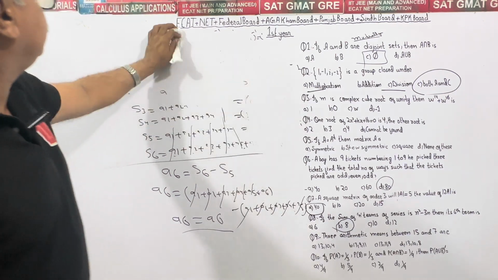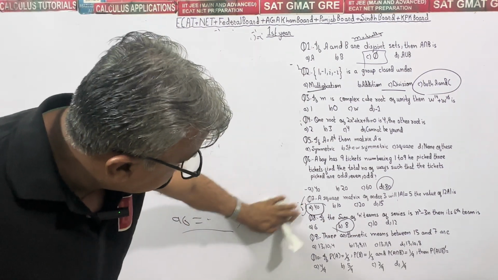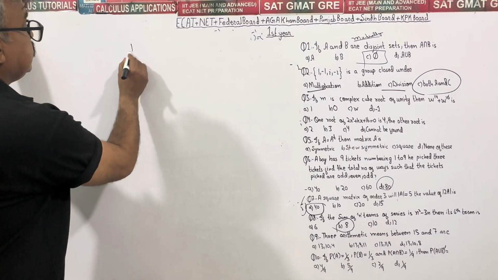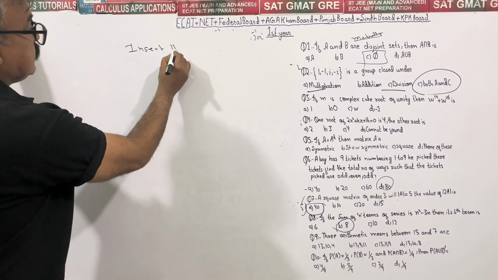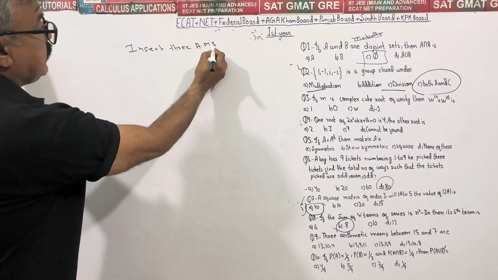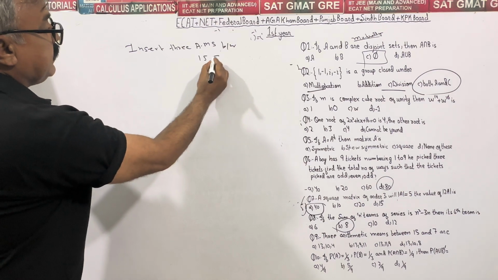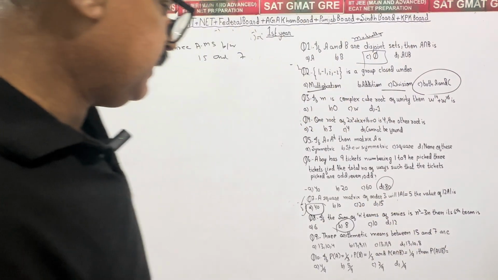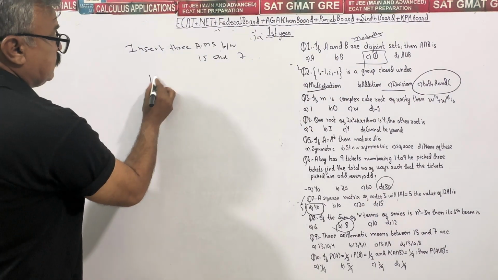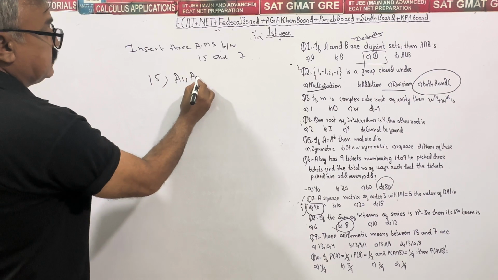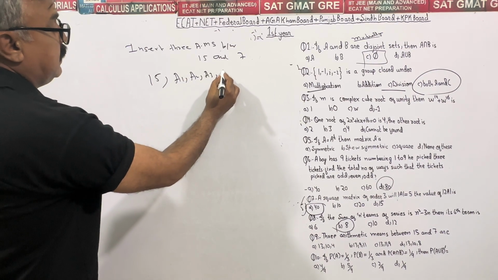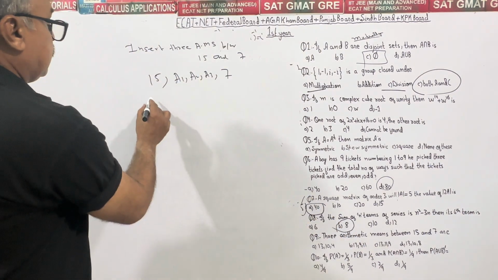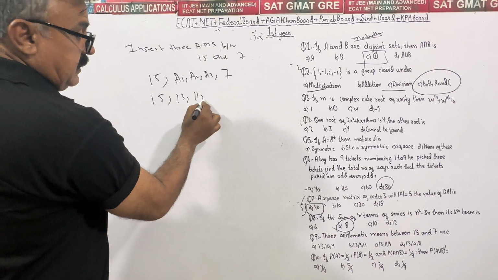Insert 3 arithmetic means between 15 and 7. We are asked to find 3 arithmetic means between 15 and 7. Look at this: 15, first arithmetic mean, second arithmetic mean, third arithmetic mean, and 7. If we utilize the options, we can easily manage. This is going to be our answer: 15, 13, 11, 9 and 7.